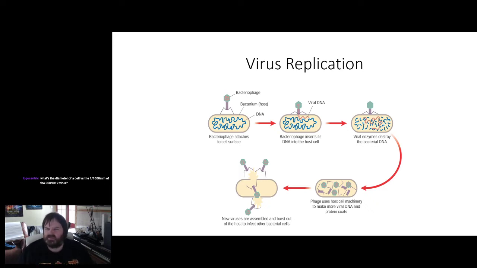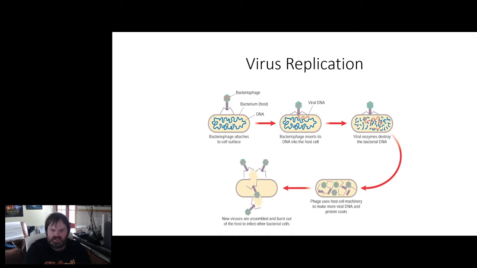The diameter of a cell versus the 1000th of a millimeter of the COVID virus. Human cells vary in size hugely, but you're probably talking about maybe a tenth of a millimeter, so 100 micrometers, down to about 20 micrometers. So a virus would usually be a fraction the size of a cell, very small in comparison. That diagram is purely a notional description.